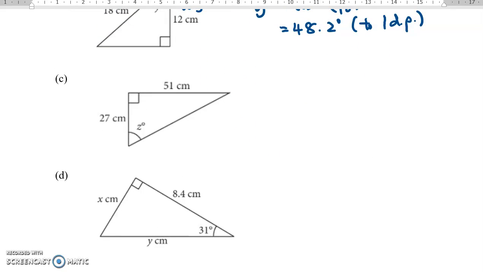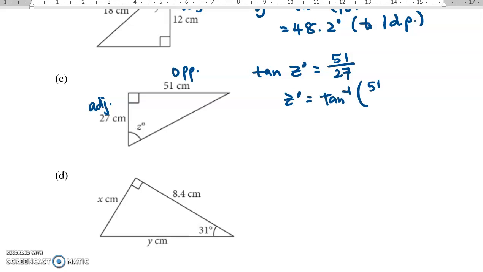So I label. I have Z, so 27 will be the adjacent, 51 will be the opposite. Okay, so the trigo ratio that makes use of both the opposite and the adjacent would be that of tangent. So tangent Z is opposite over adjacent. To find Z, I will take tangent inverse.